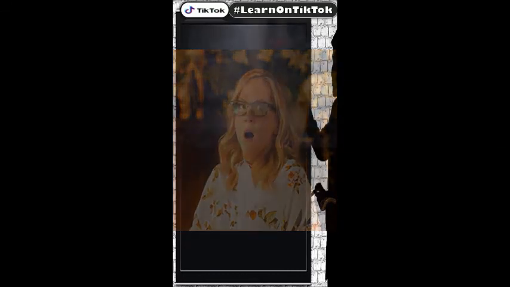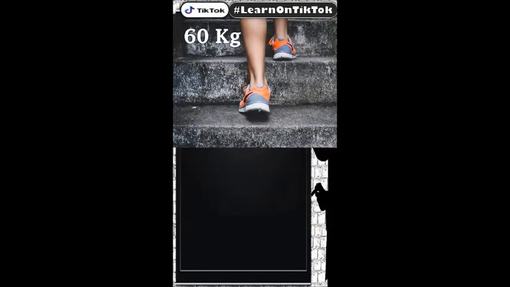Here's the sample problem. A 60 kg jogger runs up a long flight of stairs in 4 seconds. The vertical height of the stairs is 4.5 meters. Estimate the jogger's power output in watts and horsepower.